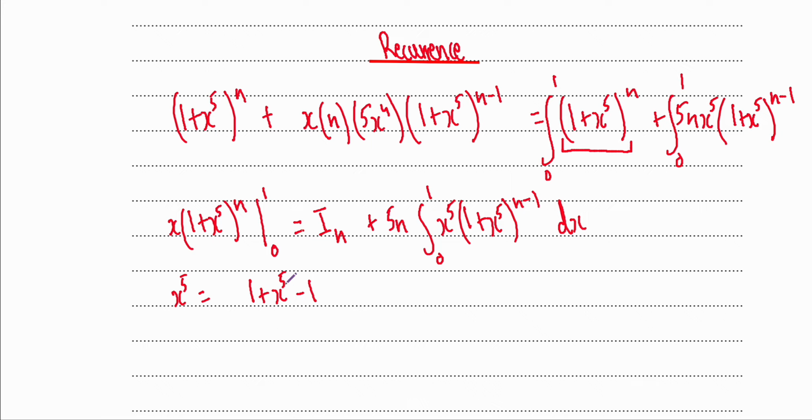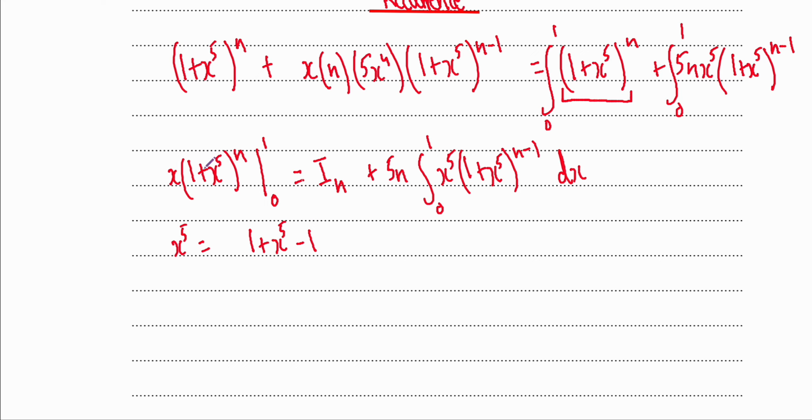And now look, 1 plus x to the power 5 and 1 plus x to the power 5. So let's rewrite it like that. So I'm going to have this evaluated between 1 and 0. So let's do that first. If I have a 1 here, I have 1 times (1 plus 1), so that's 2 to the power n. Then minus, and the 0 over here is just going to cancel everything, so I have 0 over here.